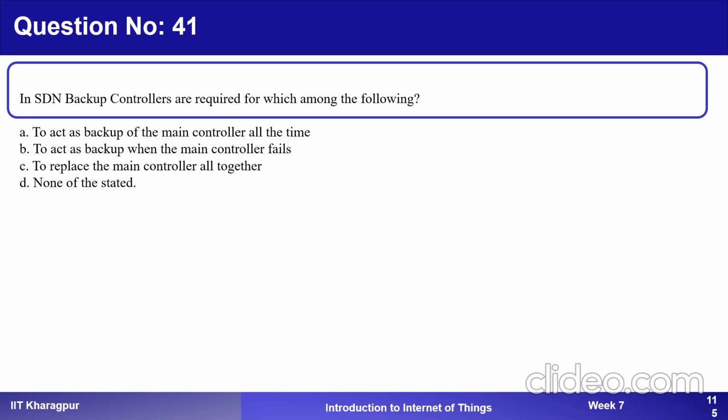Next question is, in SDN, backup controllers are required for which among the following? Options are to act as backup of the main controller all the time, to act as backup when the main controller fails, to replace the main controller altogether, none of the above. Option B, ma'am. Okay, anyone else?